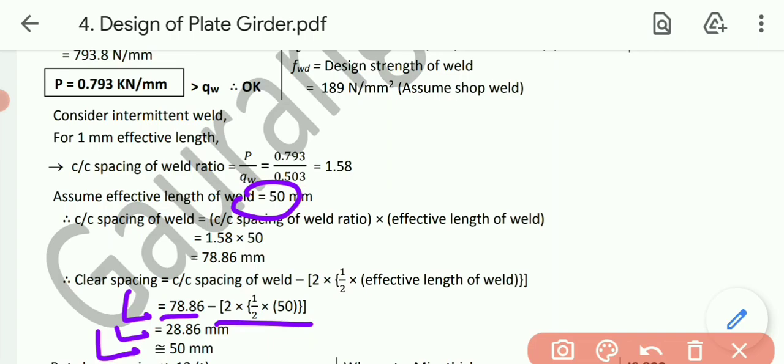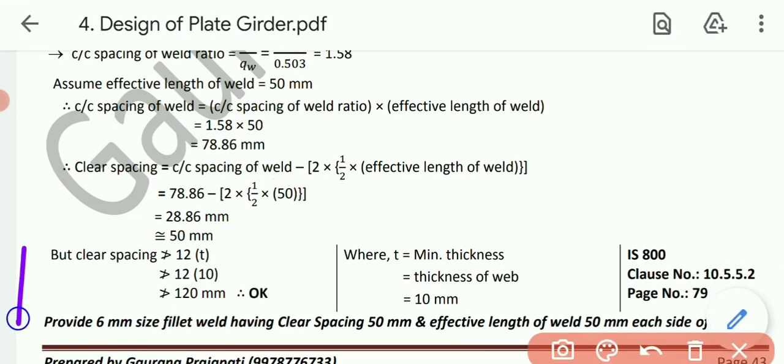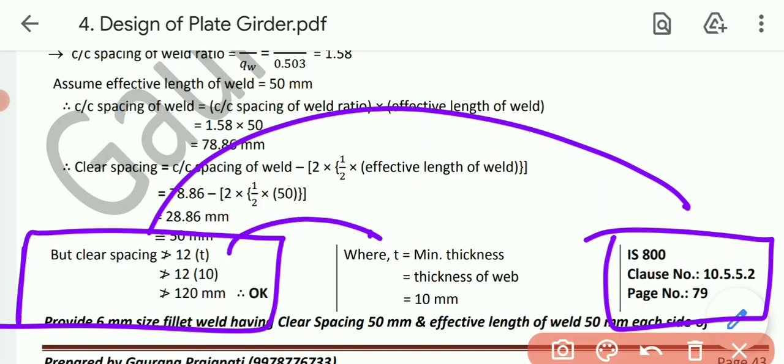Now let's assume it as 50 mm. Now this length should not be greater than 12 times thickness, as per clause 10.5.5.2 on page number 79, where a statement is there for that. Now we have two thicknesses over here: one is the thickness of flange and one is the thickness of web. Flange thickness is 50 mm, web thickness is 10 mm. So obviously the minimum thickness will be the thickness of web, that is 10 mm.